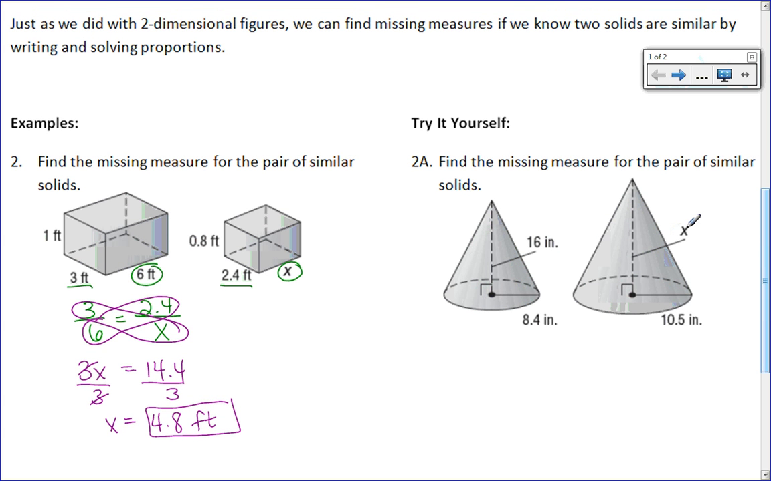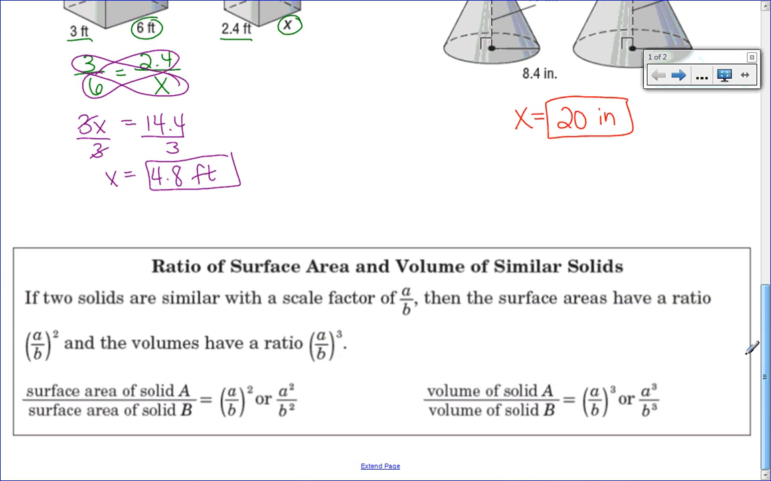Okay, for the missing measure here, you should have gotten x equals 20 inches. Now here's where this gets a little bit more tricky. You have seen in your recent assignments some relationships between surface area and volume of two shapes where the sides have been doubled or tripled or things like that. If you've already observed that, this will just generalize it to all shapes.